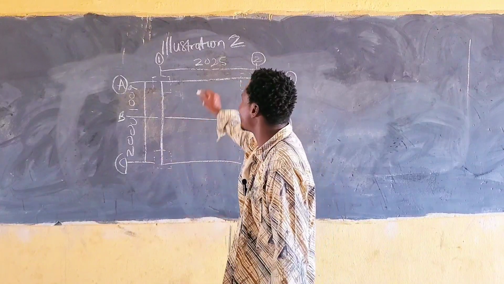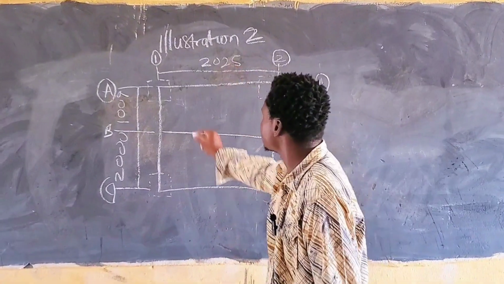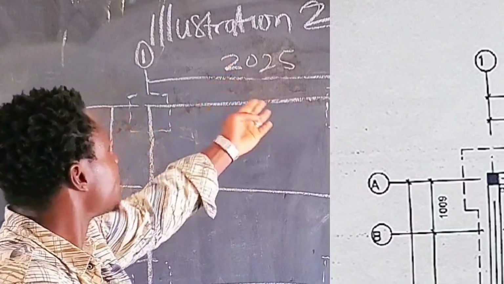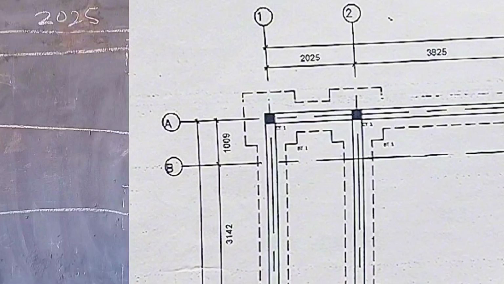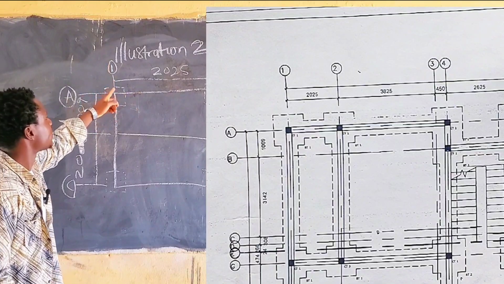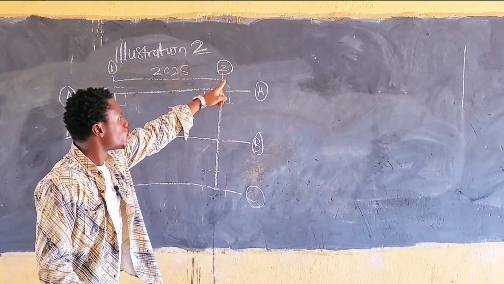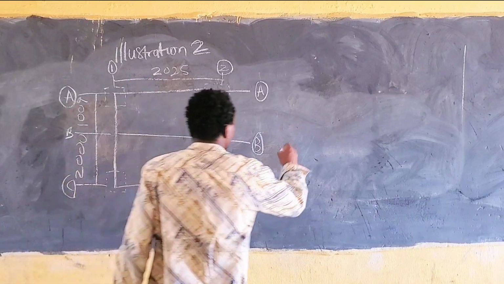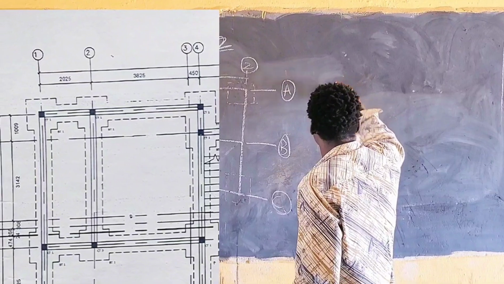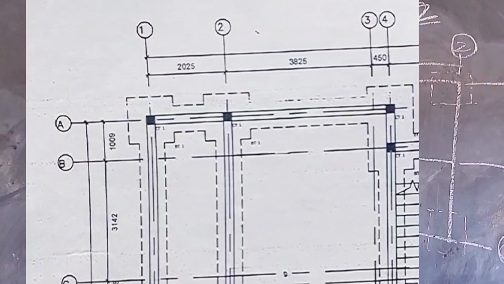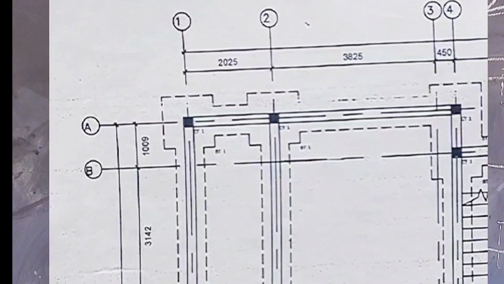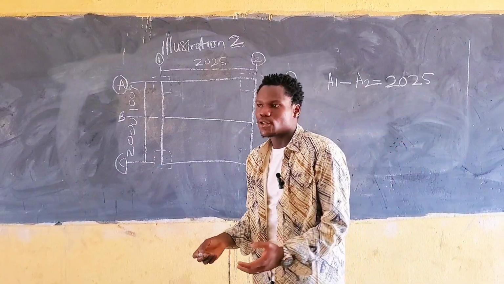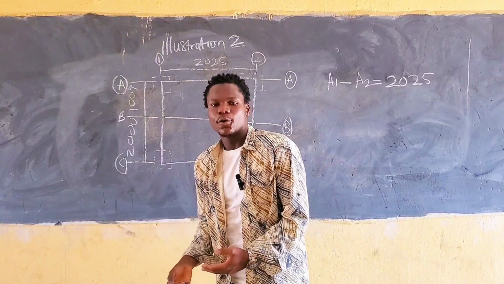So for example, if you want to identify the dimension of this place, we'll simply say, where does it fall? This side, where does it fall? It falls on A1. So we say from A1 to what? A2 is 2025. So from A1 to A2 equals 2025. And in the course of our measurements, we'll be dealing with the strip and the column bases.